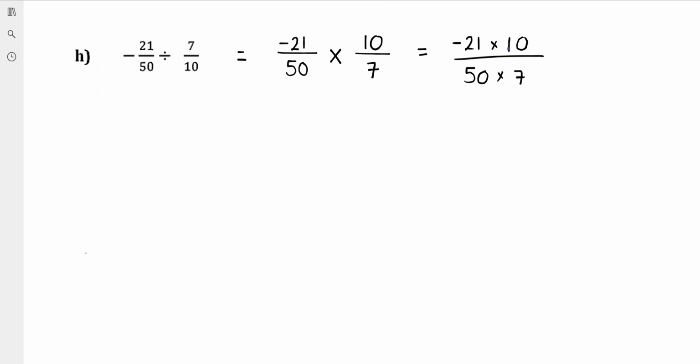I can see that 10, I can divide it by 10 and becomes 1, and 50 divided by 10 is 5. And then 21 divided by 7 is 3, and 7 divided by 7 is 1. Therefore, my answer is going to be negative 3 over 5. And as easy as that, instead of having to have 210 over 350 and then trying to cancel out and simplify. So there you go. Very, very simple. Let's do another one.